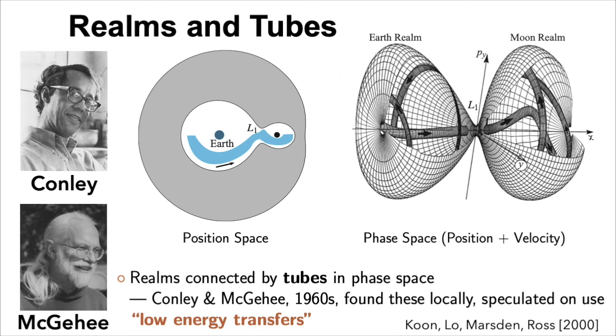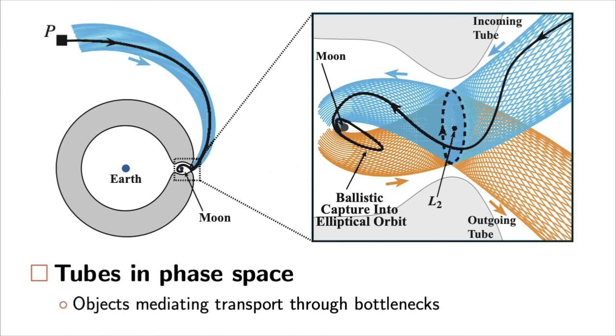So that's what the surface of these stable and unstable manifolds of periodic orbits can lead to. But if you're inside, not on the surface, but inside, these things are called tubes. So work that goes back to a couple of mathematicians who got involved in celestial mechanics in the late 1960s, Conley and McGeehee, kind of discovered these locally before we had widespread use of computers. And now that we've got computers, we can calculate these things and use them for low energy transfers. So the idea would be, let's say we've got a L2, think of this as either a halo orbit, a Lyapunov orbit, doesn't quite matter.